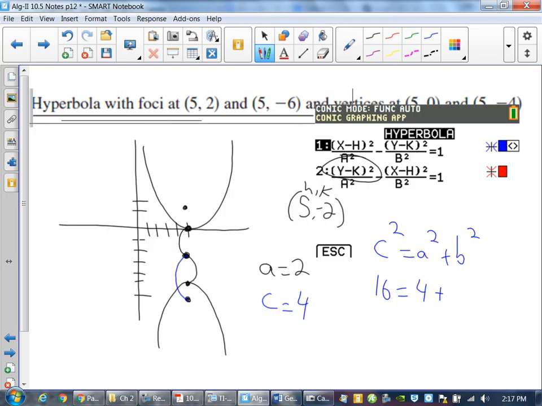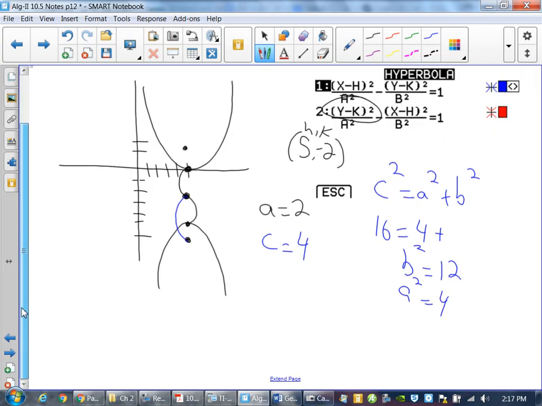So 16 is 4 plus what? 12. So your B squared is 12. And you fill in the blanks. The answer is (y + 2) squared over 4 minus (x - 5) squared over 12.